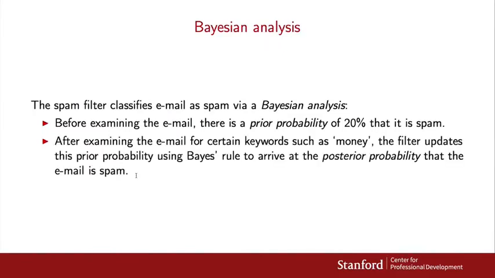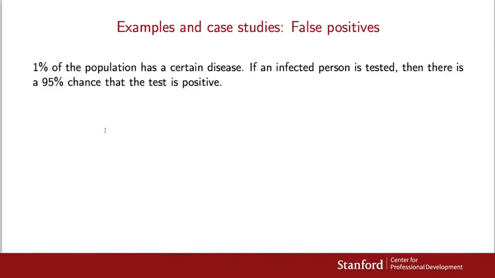So we did this using the Bayesian formula. And the way to think about this is that Bayes' rule allows us to improve or update the prior probability into what's called the posterior probability that incorporates the information that we found inside the email.